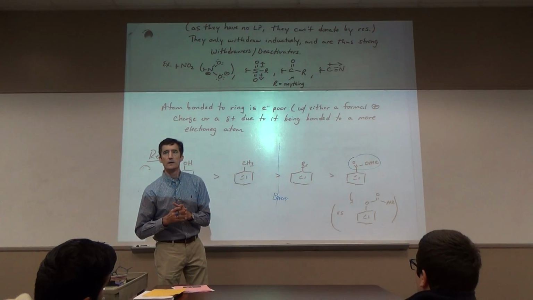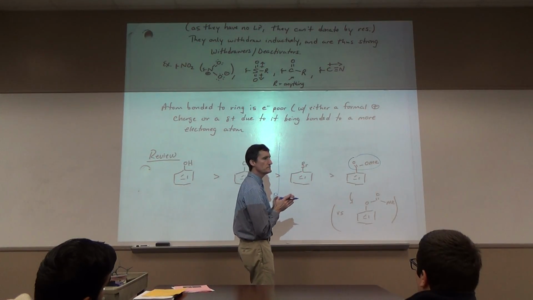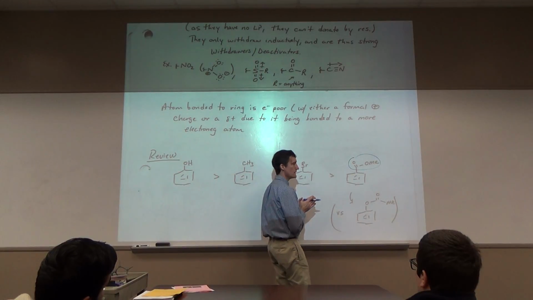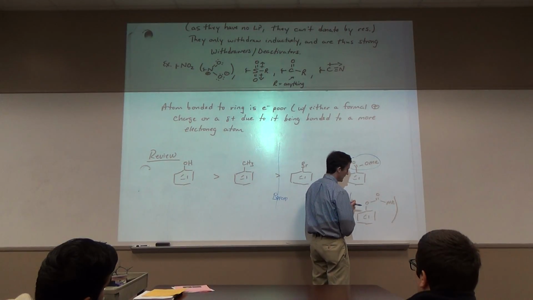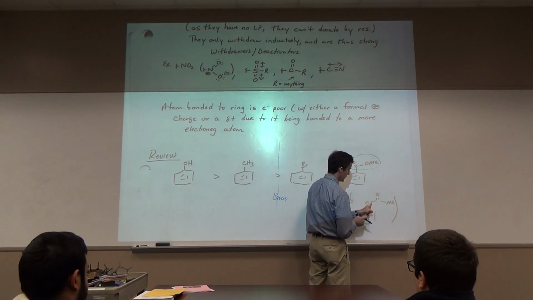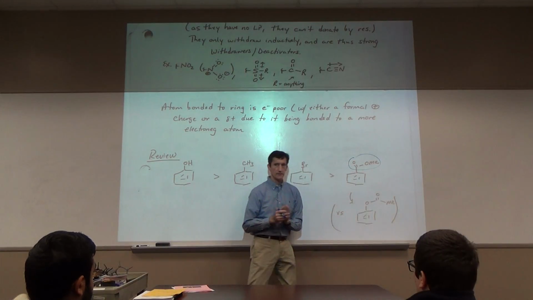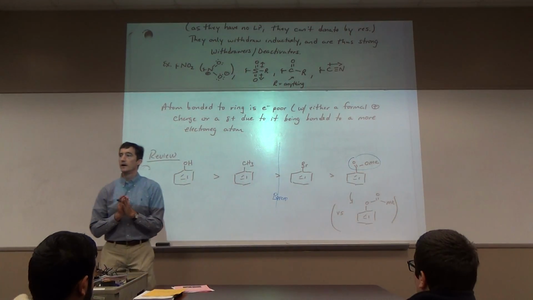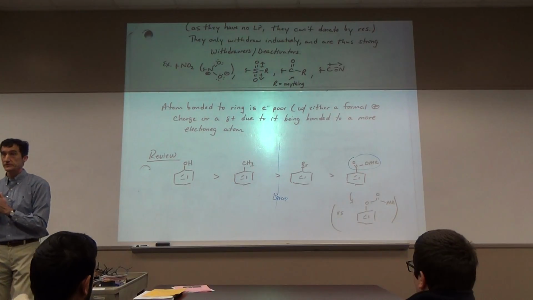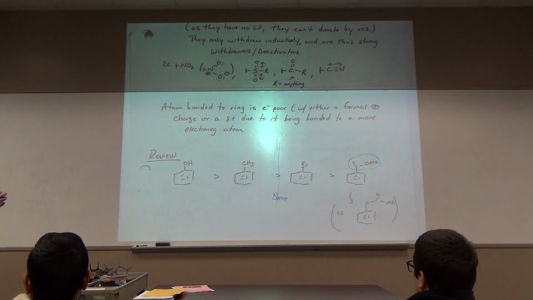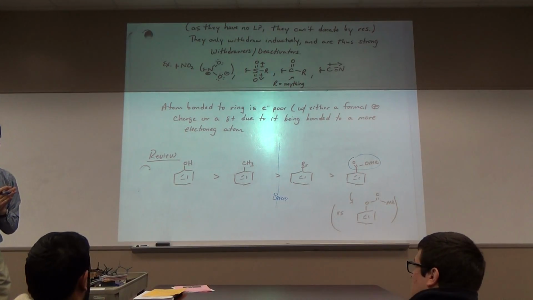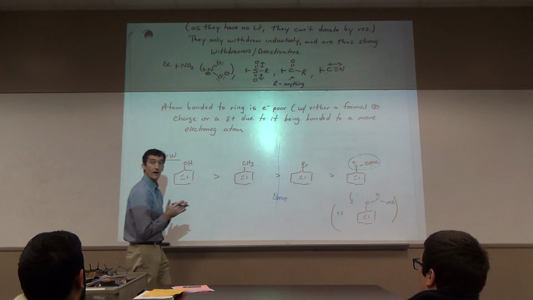What type of group is this here? Functional group. Ester, right? Ester? Okay. What type of group is this down here, bonded to the ring? It's also an ester. Okay, so are esters withdrawing groups or donating groups? Depends on the position of the carbon.